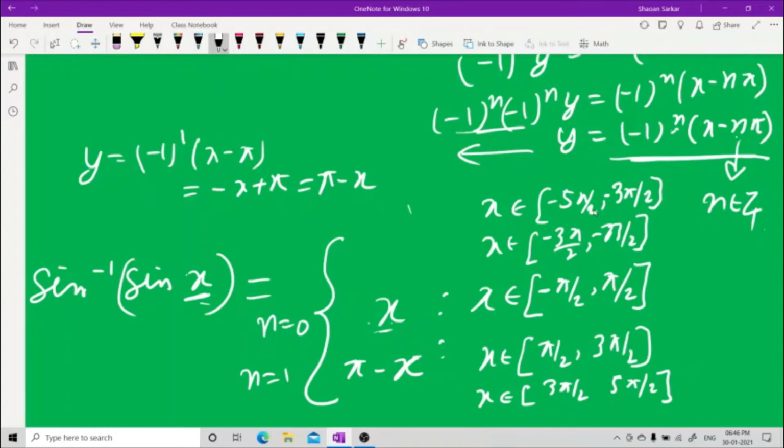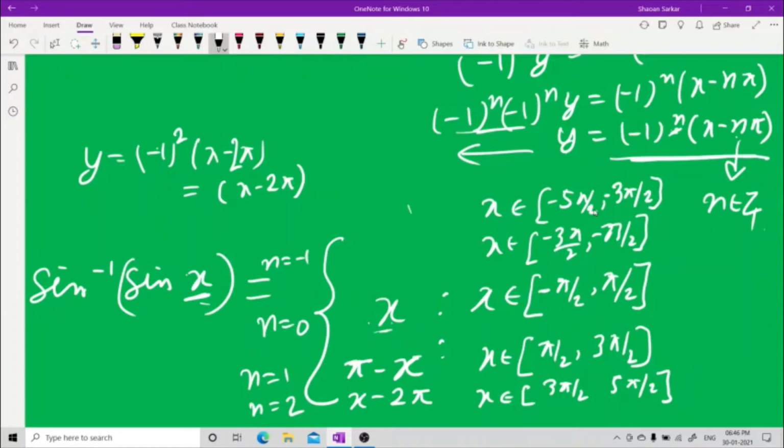No problem. Now at n equal to 2, put 2 here. See what happens. This will become now plus, ये सारा plus हो जाएगा. Now this will become x minus 2π. Okay, now put for n equal to minus 1.